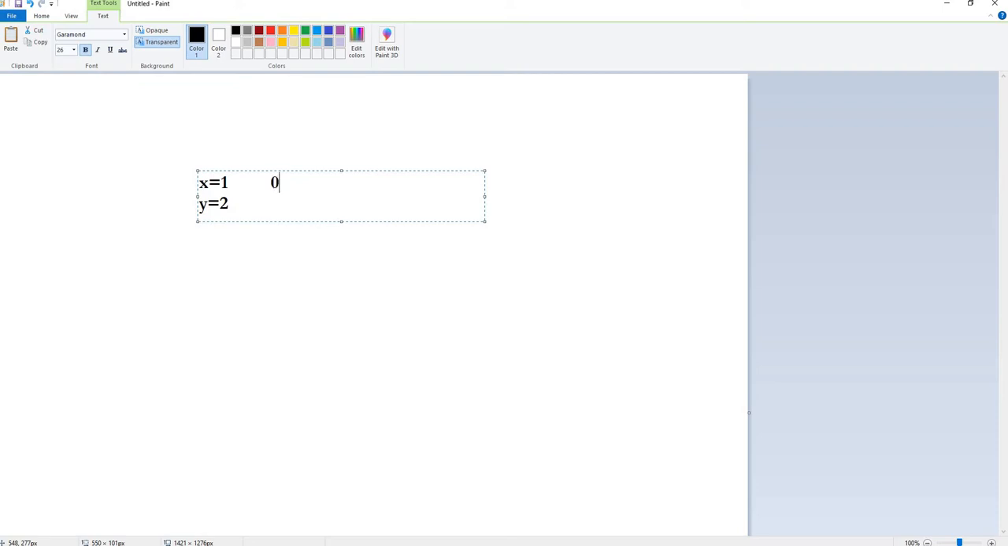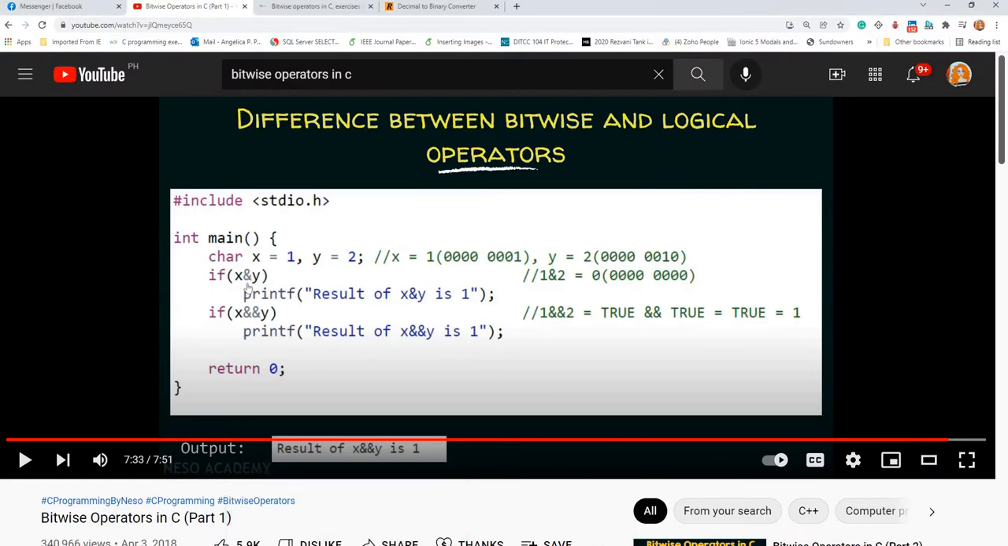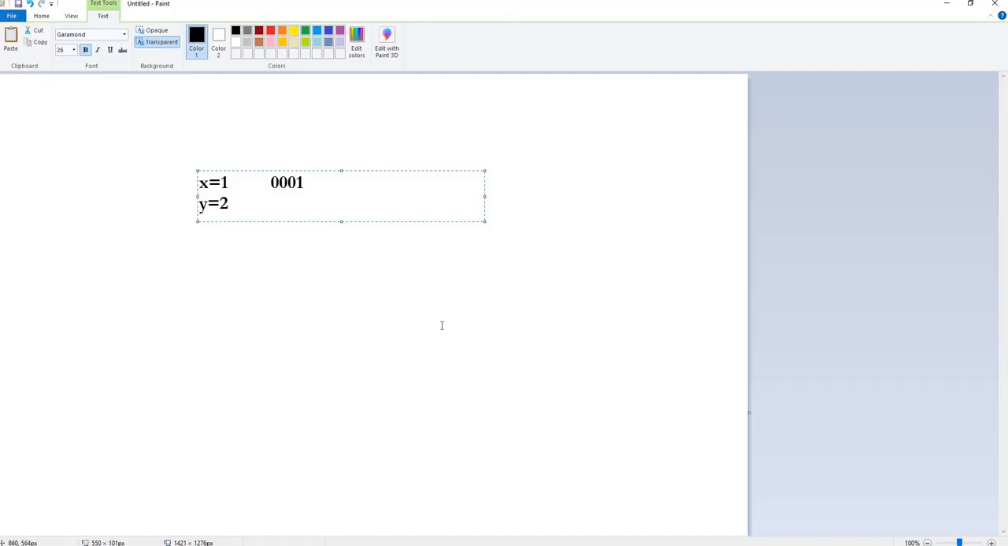0, 1, 2, 3, 1. Tama ba? Ito na yung ating picture. Okay. 0, 0, 0, 1 and 0, 0, 1, 0. Ayan. Okay. And then, dito sa baba, para tapat, 0, 0, 1, 0. Okay. So, computein natin ngayon yung X.